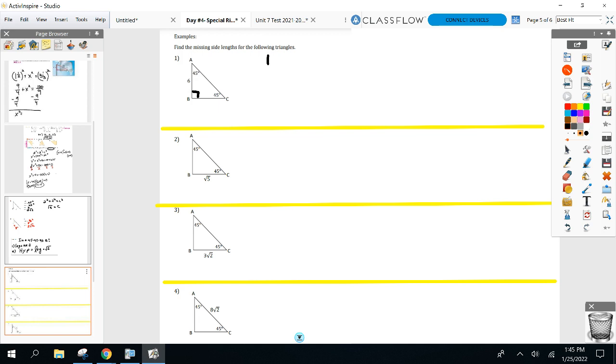So here we go. Leg BC is going to be 6. Yeah, legs are equal, remember. Legs are equal. Hypotenuse AC, we do not need to do Pythagorean theorem anymore. We can just use the rule that the hypotenuse equals leg times radical 2. So it's going to be 6 radical 2. Basic.